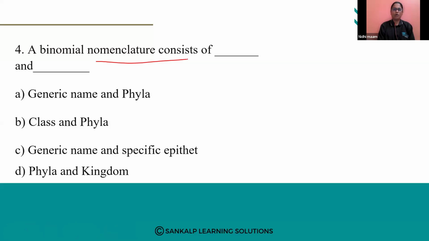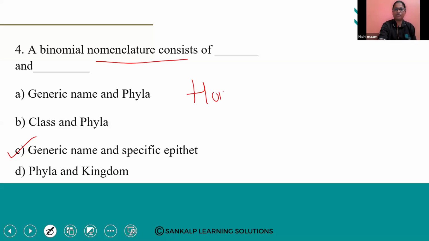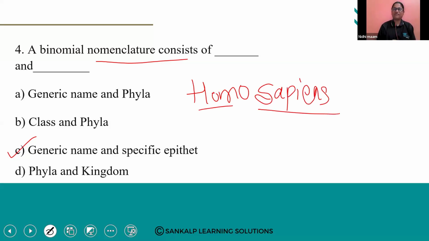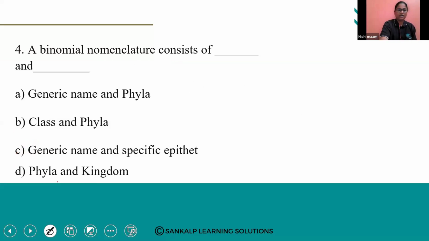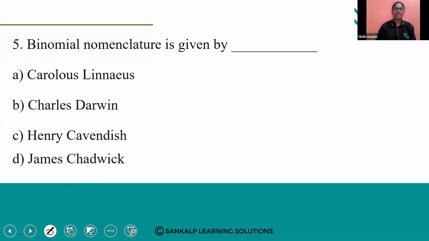Fine. So all of you answered it as option C, generic name and specific epithet. When you say Homo sapiens, the scientific name of human beings, Homo is the genus name and sapiens is the species name, or specific epithet. So binomial nomenclature consists of genus name and specific name. Great. Let us proceed to the next question.